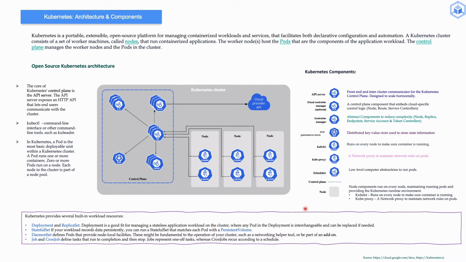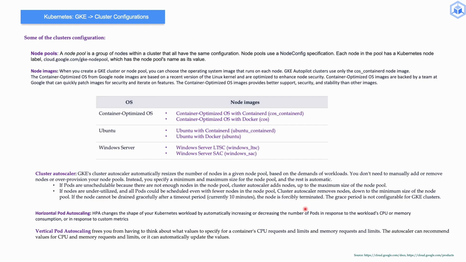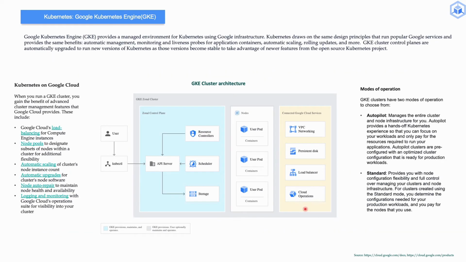Now let's look at the Google managed version of it. Everything that you saw before is the open source Kubernetes architecture. What Google Kubernetes Engine provides is a managed environment for Kubernetes using Google's infrastructure. Kubernetes draws on the same design principles that run popular Google services and provides the same benefits. So automatic management, monitoring, and liveness probes for application containers, automatic scaling, rolling updates, and more.